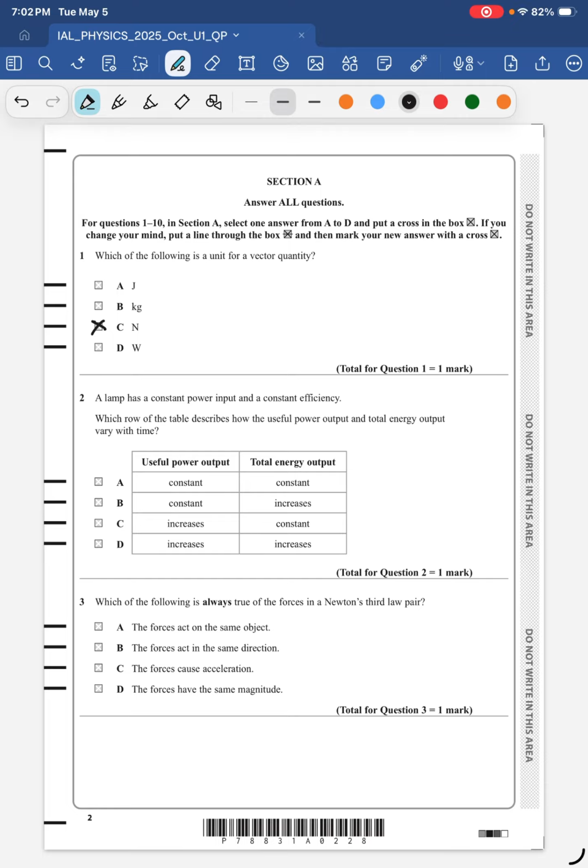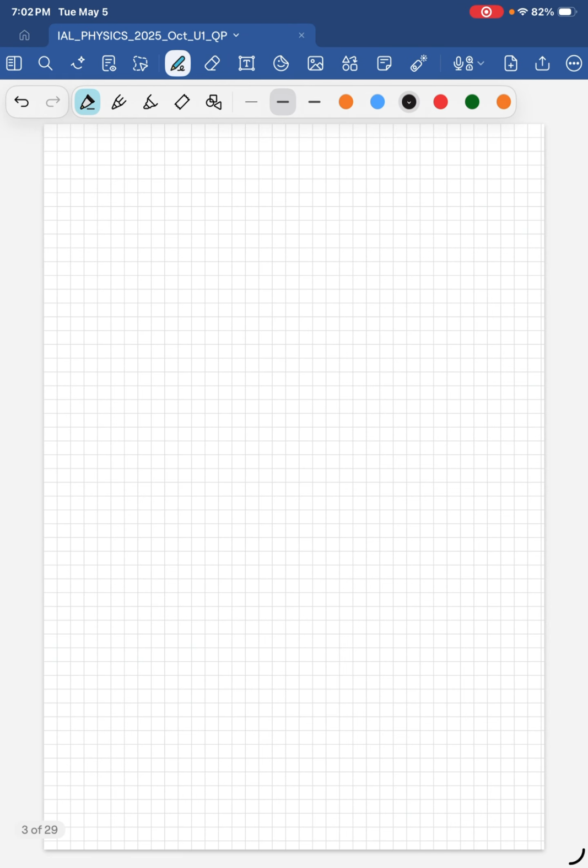Okay, question 2. A lamp has a constant power input and constant efficiency. Which row of the table describes how the useful power output and total energy output vary with time? I'm gonna need the clean page to explain this. So efficiency, this question 2, right? So efficiency is given by useful power output over power that is input.